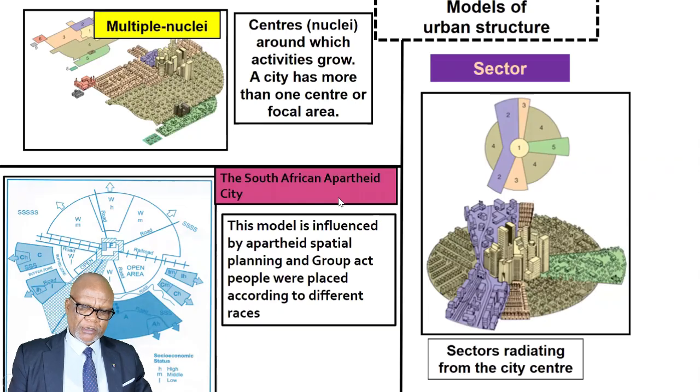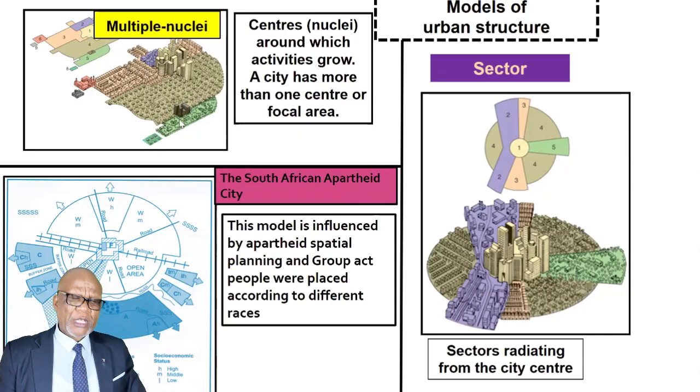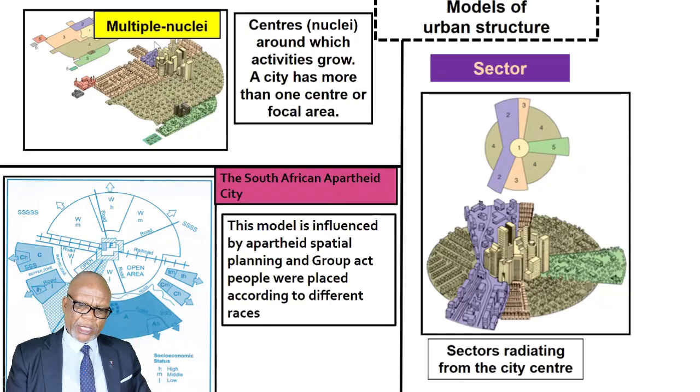And then before the last thing, we have your models. We have a number of models. Today I'm focusing on multiple nuclei. What is the multiple nuclei model? It simply shows us that the city has more than one central point. That is the area of development. And we have another model, which is called the sector model. What is this sector model indicating to us? It indicates that the city is built of different sectors, and all the sectors are radiating from the central point.